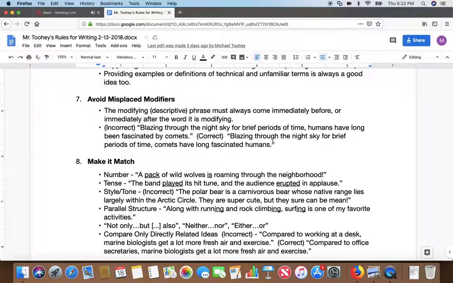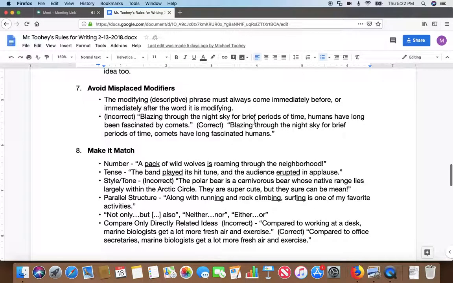Just change the order and fix it by making sure the descriptive phrase comes immediately before comets, or you could put it at the end of the sentence as well. You could have said, humans have long been fascinated by comets, comma, blazing through the night sky for brief periods of time. That would also be acceptable.